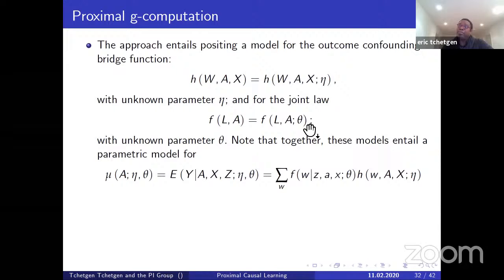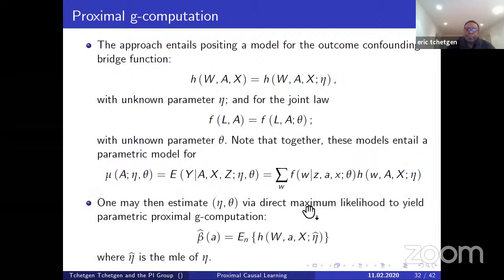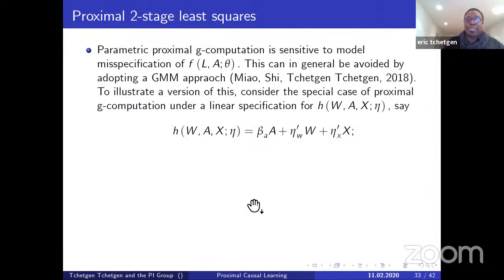So this is a pain. You model the joint law of L and A. So you're doing maximum likelihood estimation. We don't know parameter theta. And together, these two models by the integral equation imply a model for the mean of Y given A, Z, and X in terms of eta and theta. And so one can then estimate eta and theta via direct maximum likelihood to yield parametric proximal G computation. So you get an estimate of eta and you plug it into the substitution, you get a substitution estimator where eta hat is the MLE. So if you want to do things parametrically, the world is easy. You just have to have parametric models and be able to maximize the criteria.